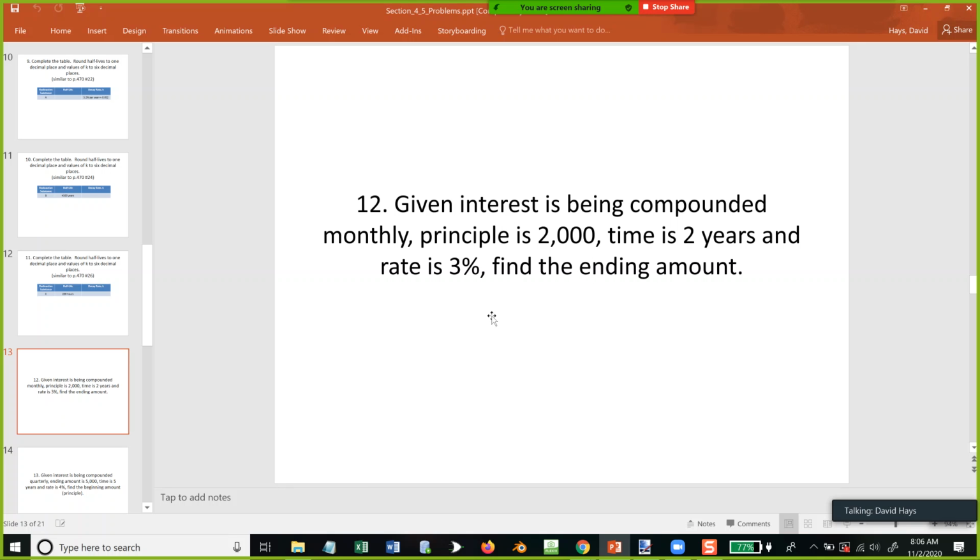Specifically, these deal with compound interest, which is something that most of you will probably have to deal with at some point in life. Whether you buy a house, a car, go into debt, or use your credit card, you'll deal with compound interest.